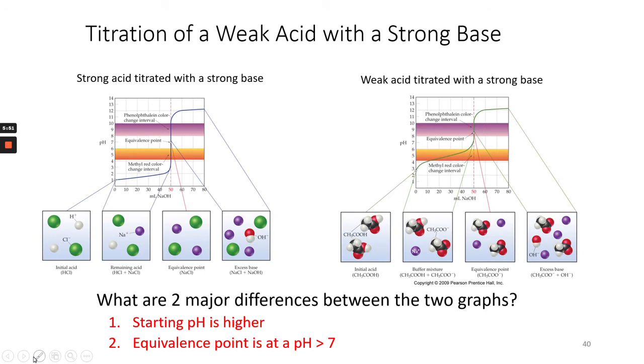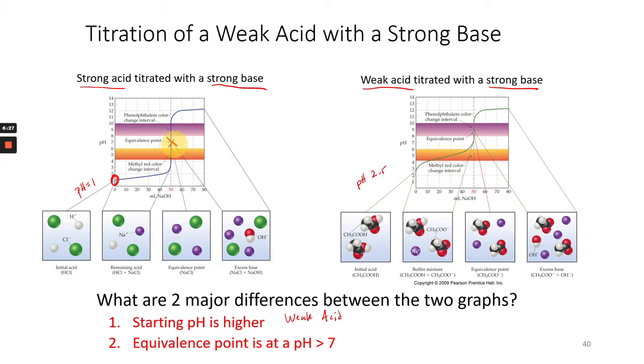Now, what happens when we have a weak acid titrated with a strong base? So here we have our curve from the previous slide, strong acid and a strong base. Here we have a weak acid and a strong base. So what do you notice is different? Well, first of all, this starts at a pH around 1. And this is starting at a pH in between 2 and 3. So I don't know, let's say 2.5. So the starting pH is higher for the weak acid.